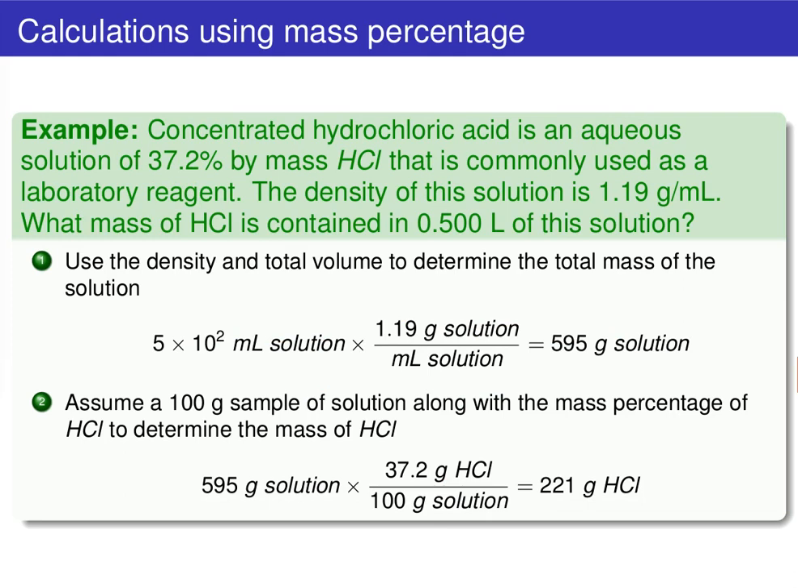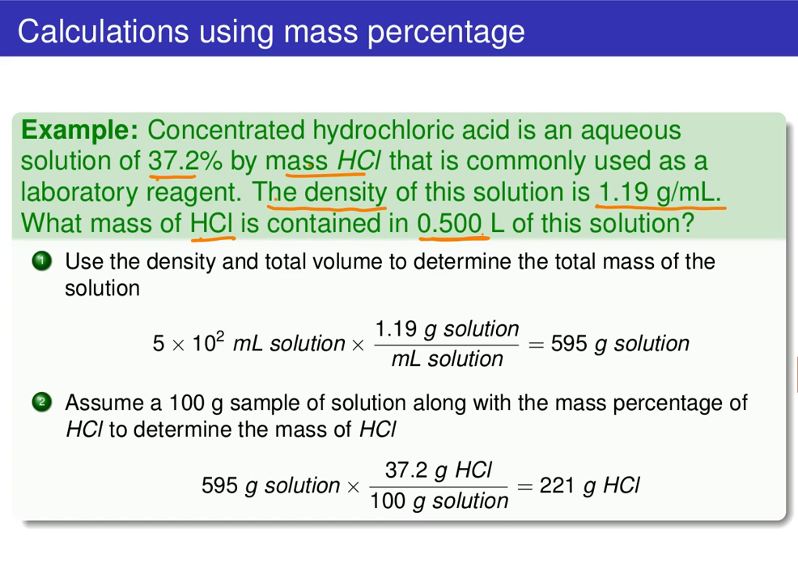All right, so let's go ahead and do one more example using mass percentage. A little bit different format here. In this problem, we're dealing with a concentrated hydrochloric acid solution, and this concentrated hydrochloric acid solution is 37.2% by mass HCl. Okay? And it turns out this is commonly used in the laboratory. And so what we want to do here is take this known density of the solution, 1.19 grams per milliliter, and figure out what mass of HCl is actually contained in half a liter of this solution.